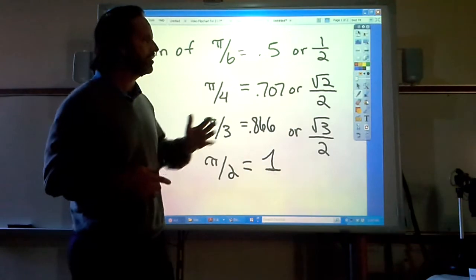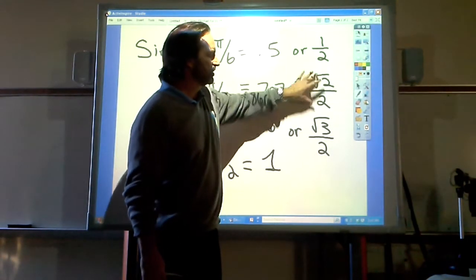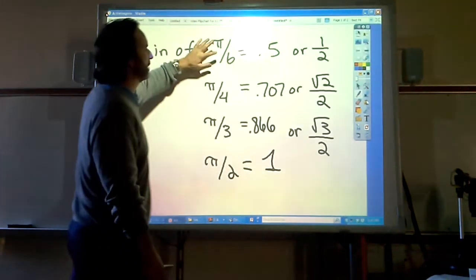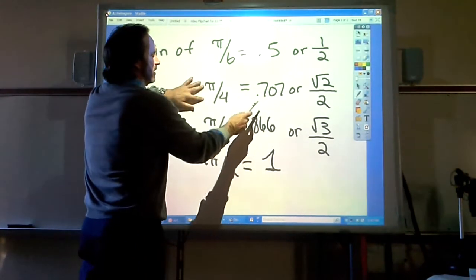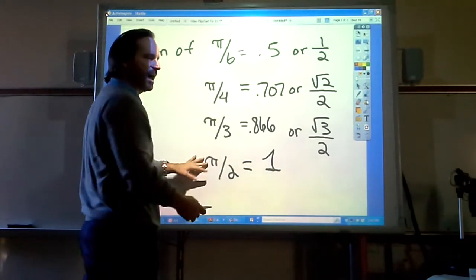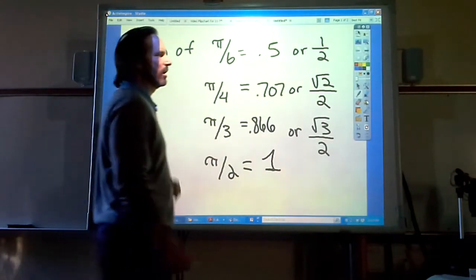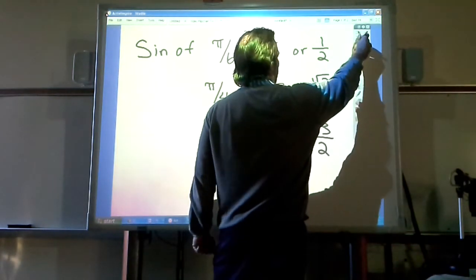So these are all the values you need to know, either cosine or sine. 1/2, root 2 over 2, root 3 over 2. This is for sine. Pi/6, 0.5. Pi/4, 0.707. Pi/3, 0.866. And then pi/2, or 90 degrees, is 1. Okay? All right, let's take a look at that unit circle again.